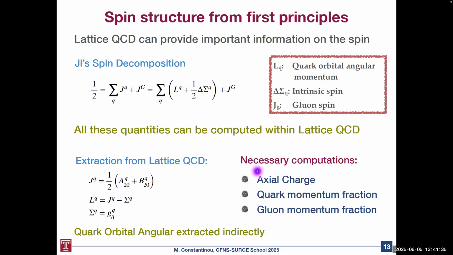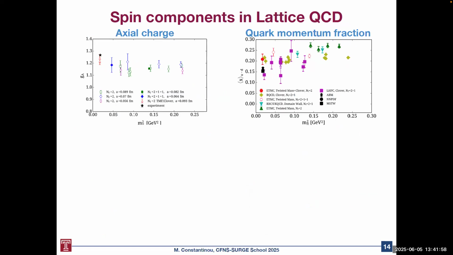Necessary computations, they are also related to the physical quantities. For instance, the axial charge is related to the intrinsic spin. So in the operator you want to insert, you have an axial operator, not a vector operator. Quark momentum fraction and gluon momentum fractions are also related to the total spin, and indirectly to the quark orbital angular momentum.